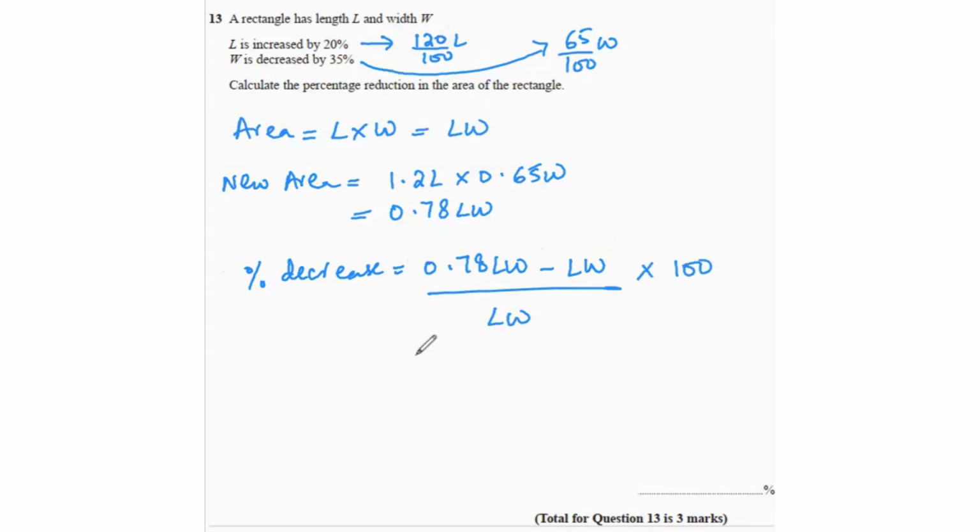times 100. So 0.78 minus 1, that's 0.22 LW, and negative over here, and LW over here, times 100. Now the LWs will get cancelled out because there's one in the numerator and the denominator. So then 0.22 times 100, that's 22%. We will not write the negative sign because we already know it's a reduction. So 22% is your answer.